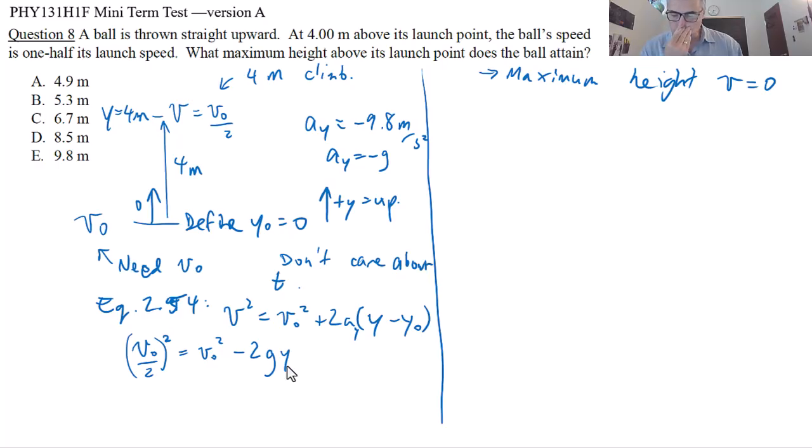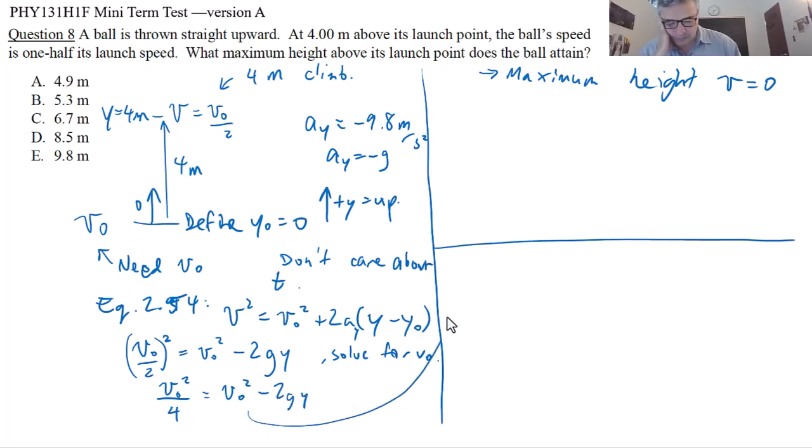And what are we trying to do? We're trying to solve for v0. How do we do that? Well, let's square this stuff on this side. So v0 squared divided by 4, because 2 squared is 4, is equal to v0 squared minus 2gy. I think I'm going to have to go over here, use some of this paper. Let's get all the v0s on one side of the equation. v0 squared over 4 minus v0 squared is equal to negative 2gy. Maybe we should find a common denominator here.